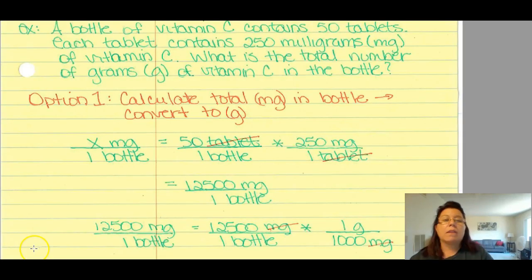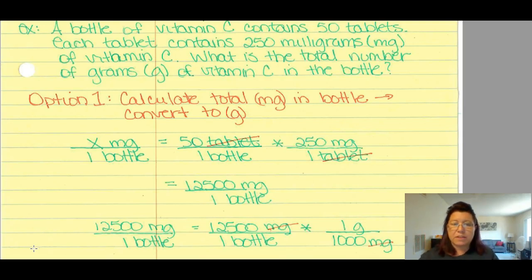That's pretty fast. All right, let's take something that you might be able to grab around your house and figure out. Take any bottle with any vitamins or whatever, and those vitamins will contain so many tablets or pills or gummies. Let's say we have a bottle of vitamin C and it contains 50 tablets. Each tablet contains 250 milligrams of vitamin C. I want to know how many grams are in the whole entire bottle.